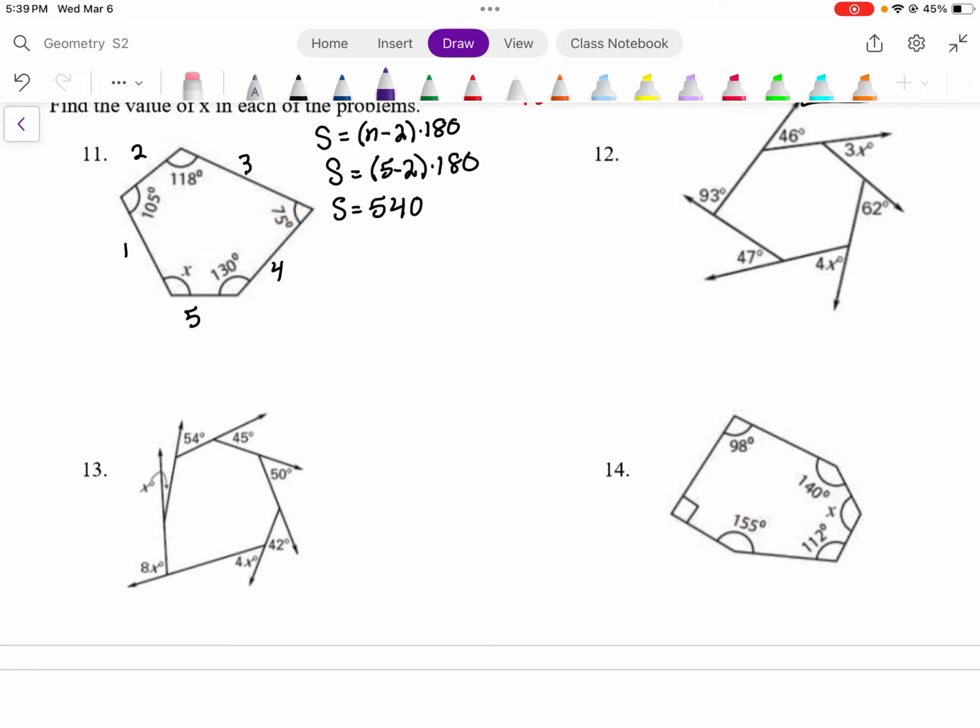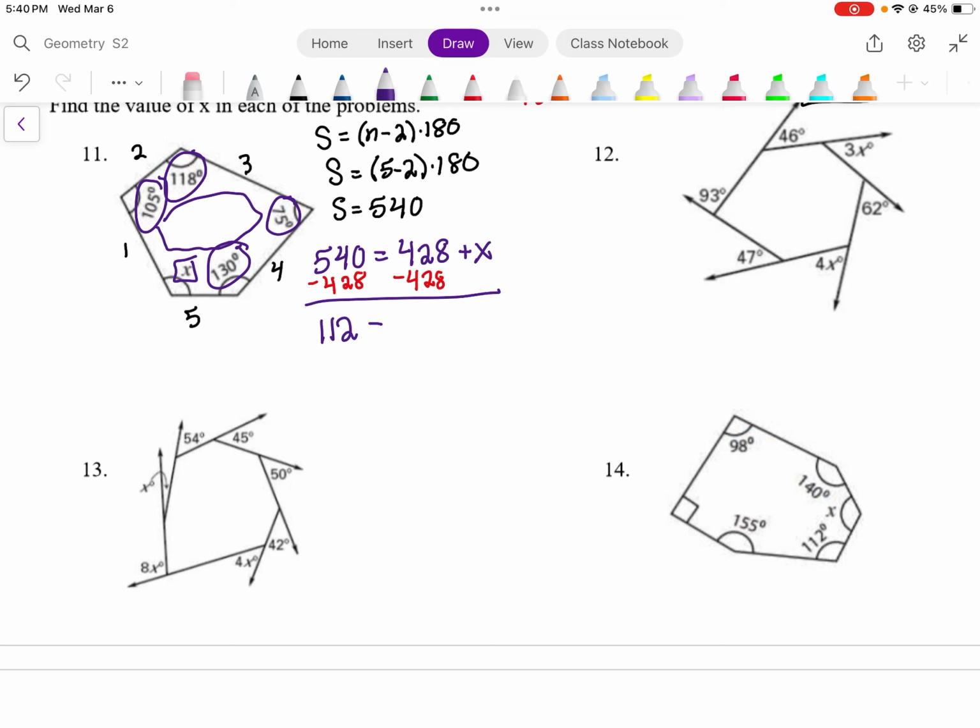Once you know the sum of all of those interior angles, you're going to add all 5 of them up. So 540 would have to be equal to 105 plus 118 plus 75 plus 130. If we add all of those together, it would come out to be 428, and then we would add on the variable, or x. Once you're here, you're just going to solve for your variable. And in this one, it would come out to being 112.